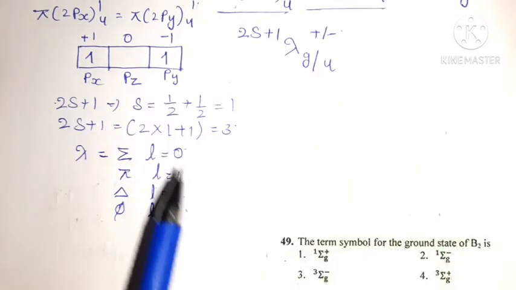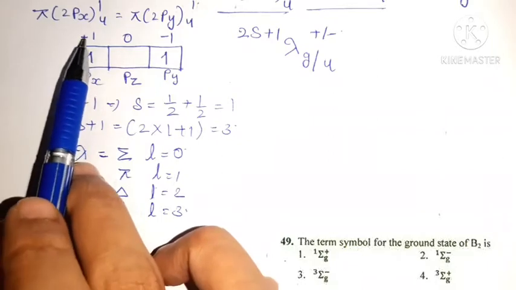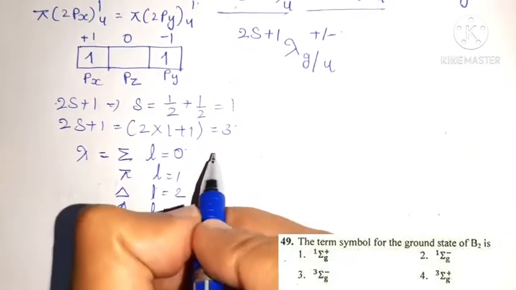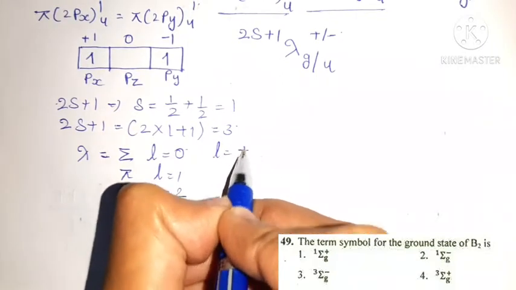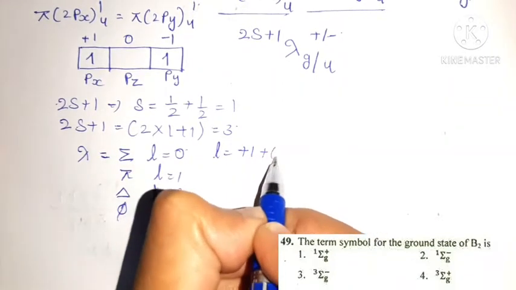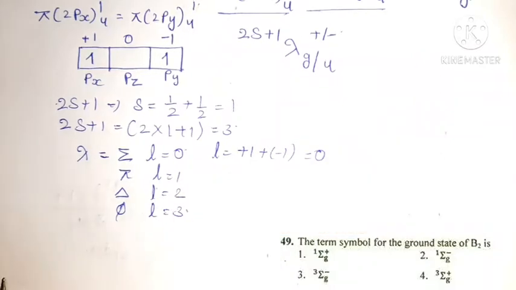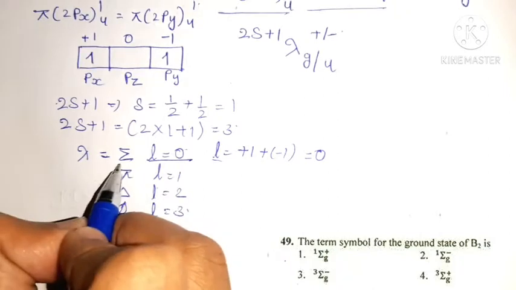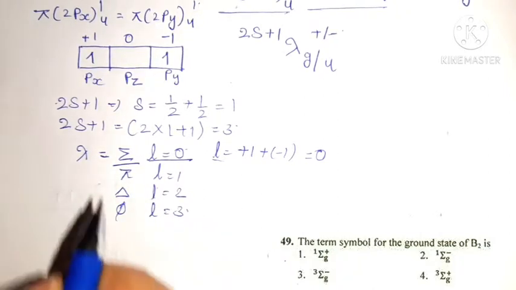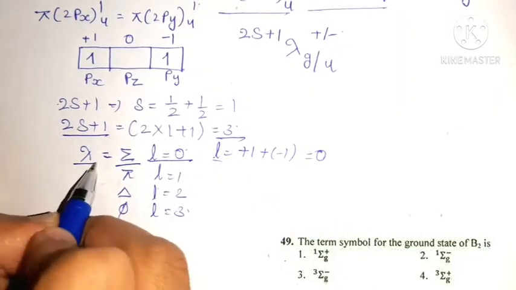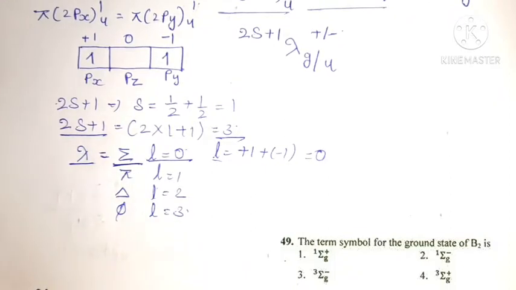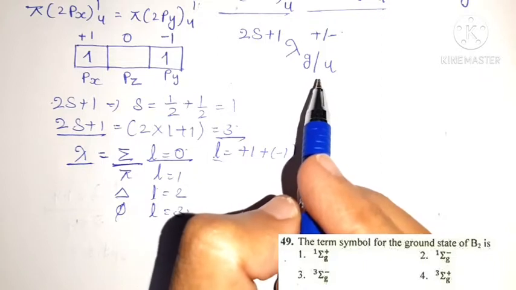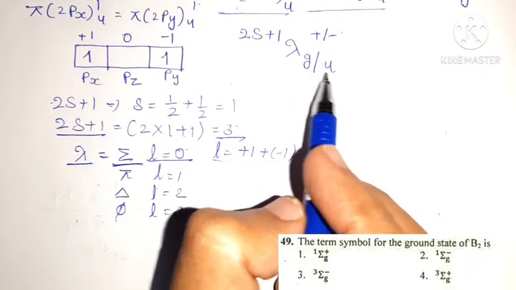one electron present in px and the other one present in py, and the L value of px is plus 1 and the value of py is minus 1. So the value of L will be plus 1 into minus 1, which is 0. Okay, so the value of L will be 0, and for L equal to 0, lambda is sigma. So the value of 2S plus 1 is 3 and the value of lambda will be sigma.